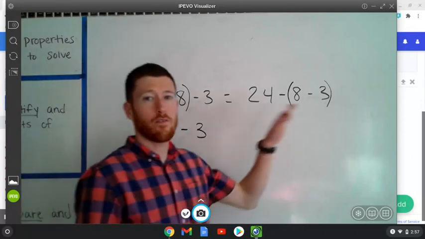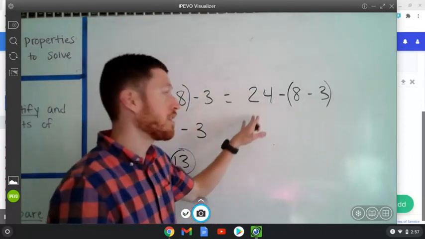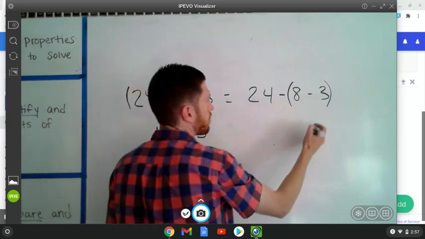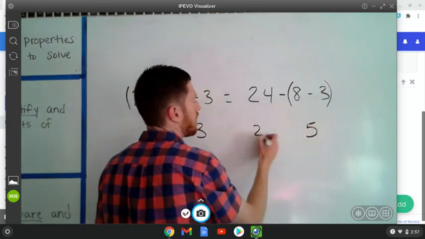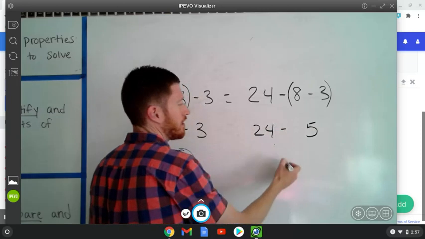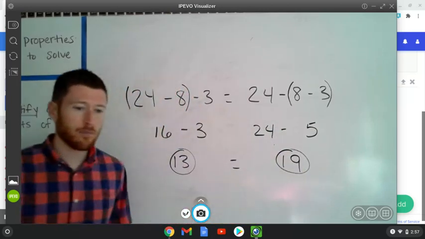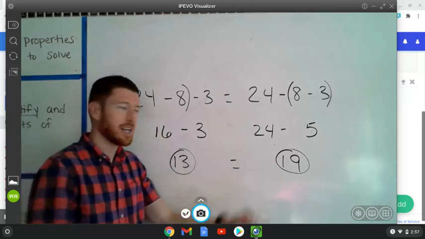Remember, we've got to always solve the parentheses first. So even though 24 comes first on the left, we always do the parentheses first. 8 minus 3 is 5. And 24 minus 5 is 19. So did we get the same thing on both sides? Does 13 equal 19? And it does not.